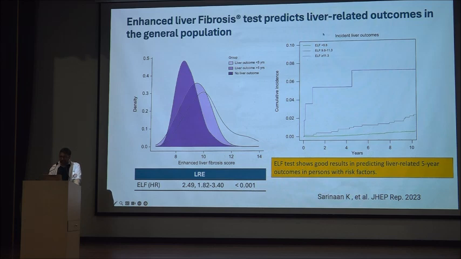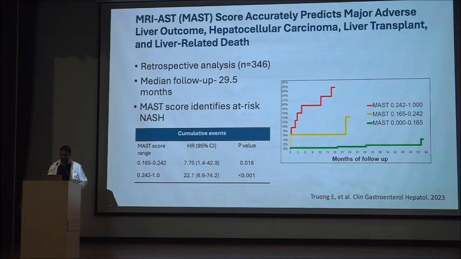the chances of development of liver-related events are higher. And when they stratified ELF score based on less than 9.8 or more than 11.3, they found that compared to the ELF of less than 9.8, both 9.8 to 11.3 as well as more than 11.3 had significantly higher chances of development of liver-related outcomes within 5 years.